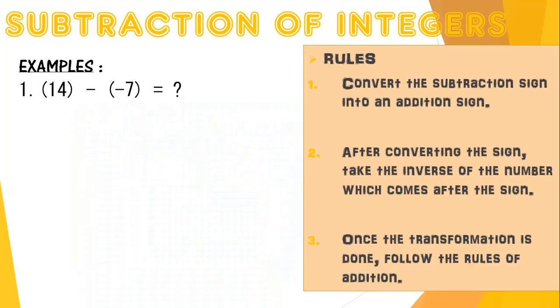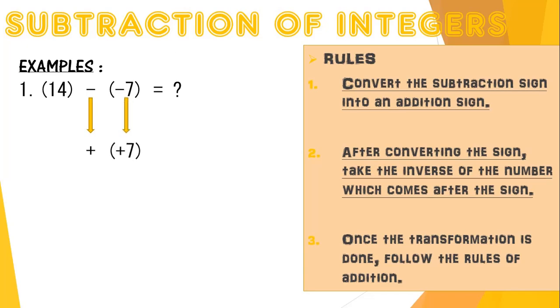In subtraction, we have to follow rules stepwise. The very first step is convert the subtraction sign into an addition sign. So, in the given example, 14 minus 7, we'll convert the subtraction sign into addition sign. Next step is after converting the sign, take the inverse of the number which comes after the sign. So, the number after the sign here is minus 7. Its inverse will be plus 7.